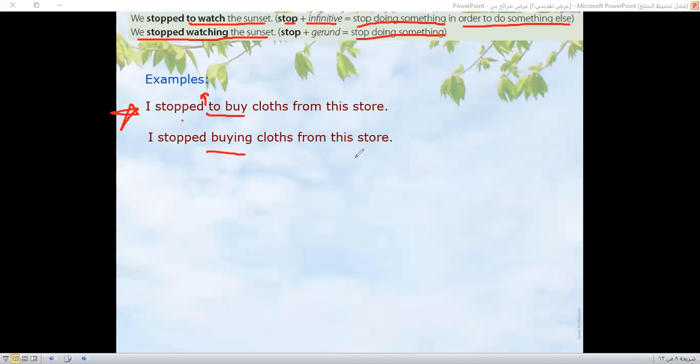The opposite in the meaning, when I say I stopped buying clothes from this store, is what? It is prohibited to me. I stopped buying any clothes from this store. Did you understand? Yes. Okay, good.